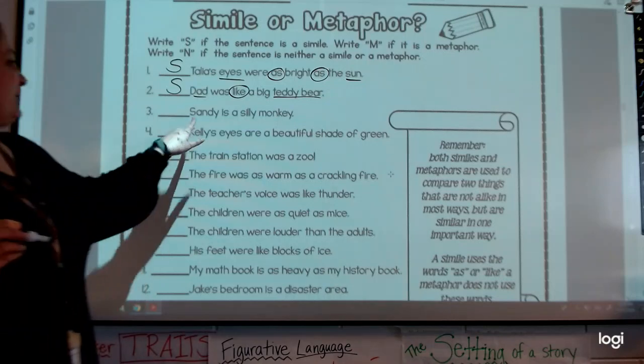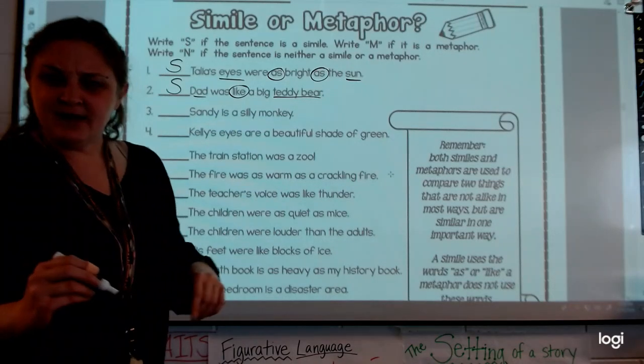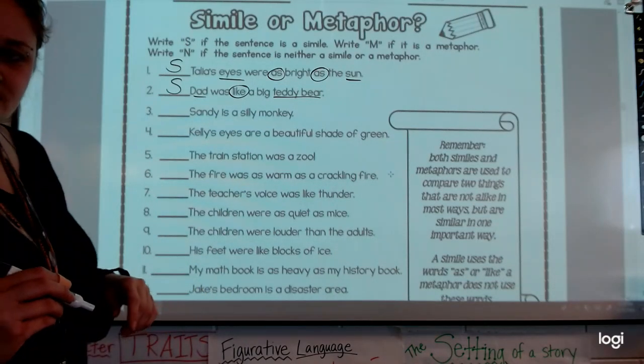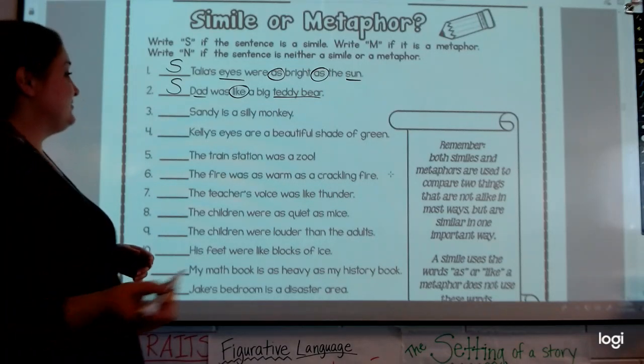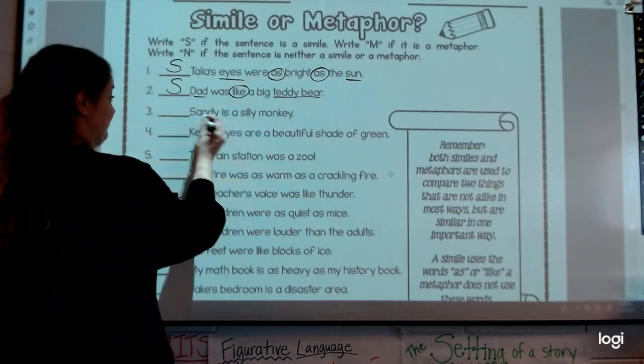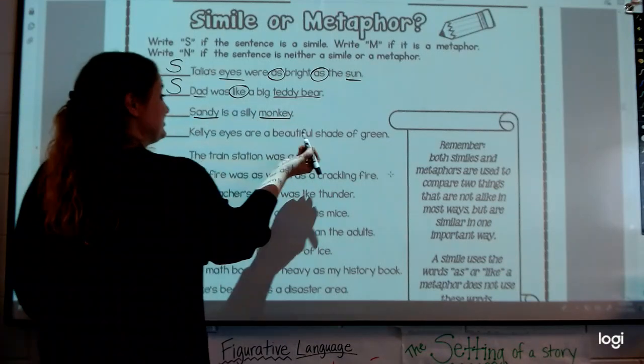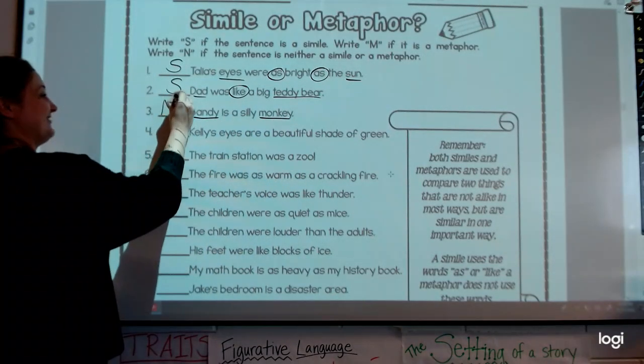All right, this third one. Sandy is a silly monkey. Well, they didn't say Sandy's like a silly monkey. So I think they're comparing Sandy to a monkey. So I think this is going to have to be a metaphor.